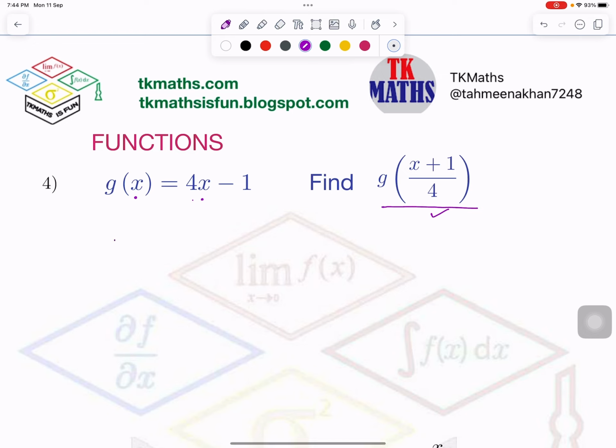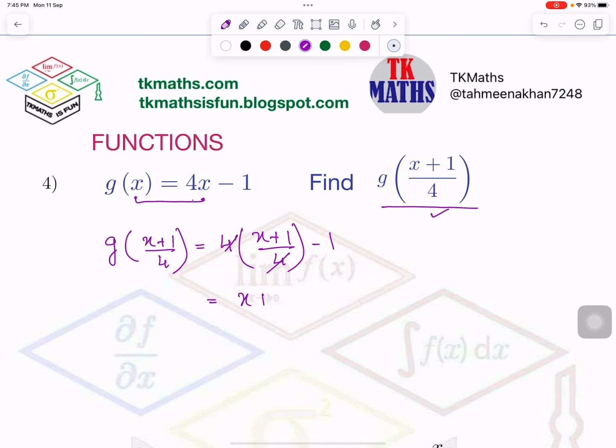Let's see. g of (x plus 1) upon 4 equals 4 times, now this x will be replaced by (x plus 1) upon 4. Okay. So now what will happen? This will cancel with this and you are left with x plus 1 minus 1, which is equal to x. Okay.